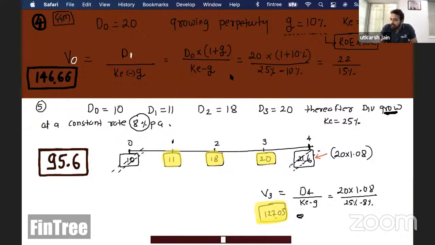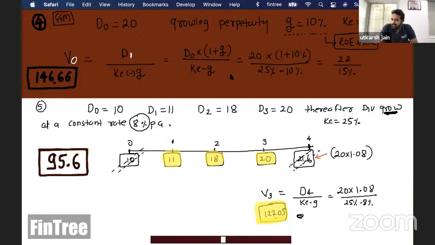For V3, can the formula be D4 divided by K? No. D4 divided by K works if it's a constant perpetuity. Constant means it will never grow; it will be the same number when the growth rate is zero. But when we have a growth rate and you want to calculate V3, it has to be D4 divided by K minus G.